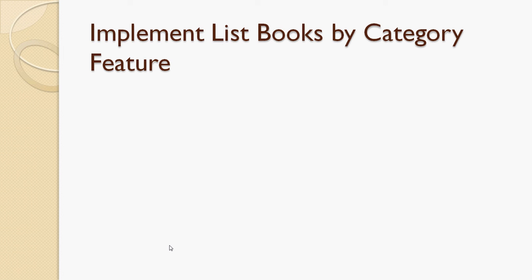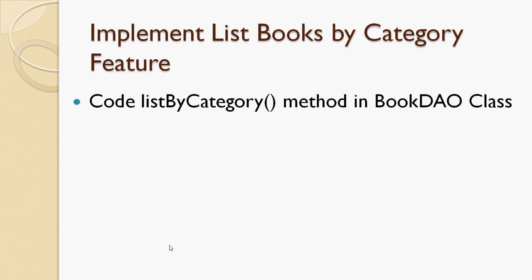Now let's implement the list books by category feature. This is our task list in this section.